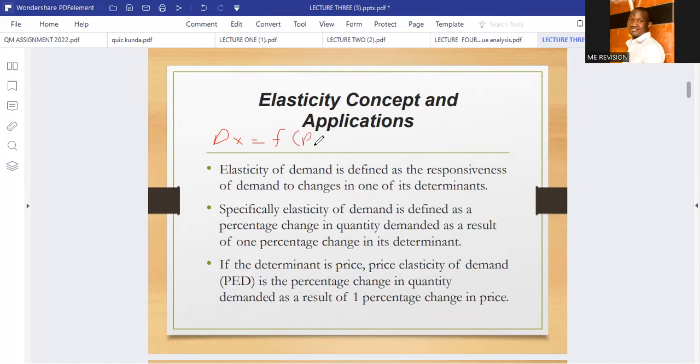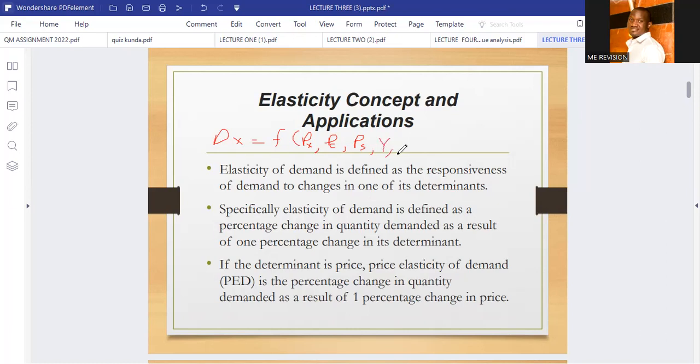One of them is the price itself. The other one is the price of a complementary good. The other one is the price of a substitute good. These two will come up with what is called cross price elasticity. So the factors that affect elasticity: number 1 is the price of that particular good, number 2 the price of related goods, number 3 income.